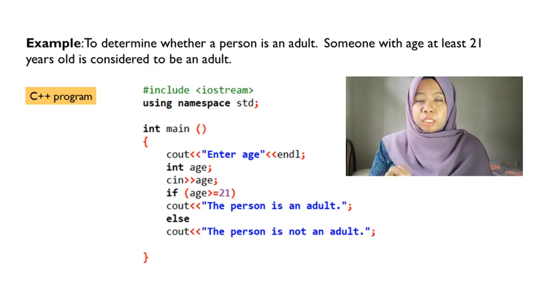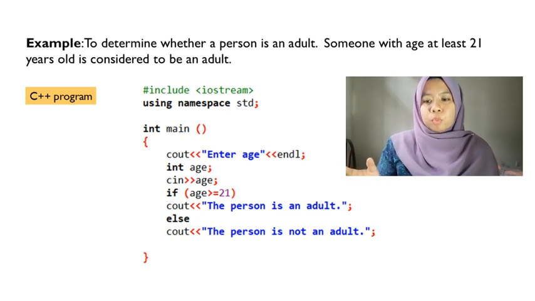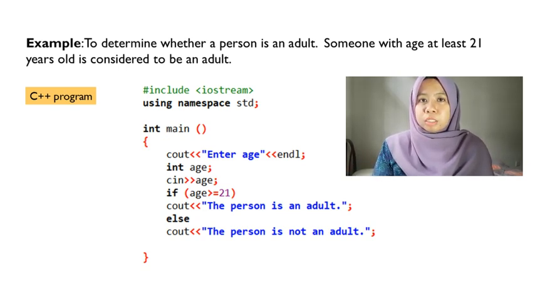Why do I use an integer? Because we already know that age doesn't have decimal places. It is an integer, so we just use an integer for the age. And then the cin input statement reads the age, and the program will check if the age is larger than or equal to 21. The program will show the person is an adult. Else, the program will display the person is not an adult.